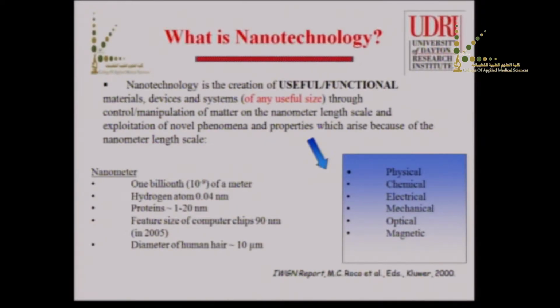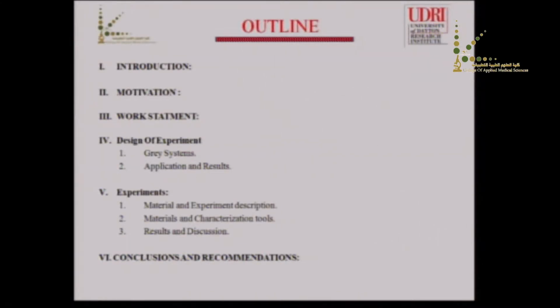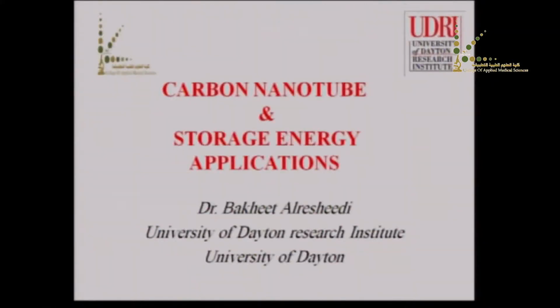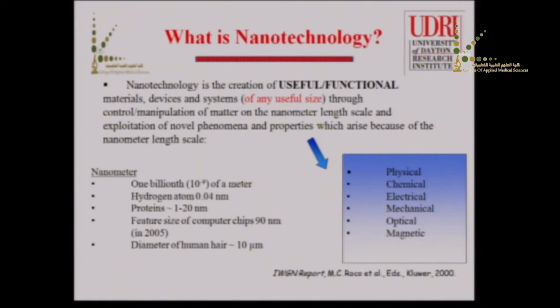What is nanotechnology? What does that mean? Create useful functional materials, devices, and systems through control of size at the nanometer scale to get good or perfect properties. That means I use any useful size to change these properties and phenomena: physical, chemical, electrical, mechanical, optical, and magnetic.